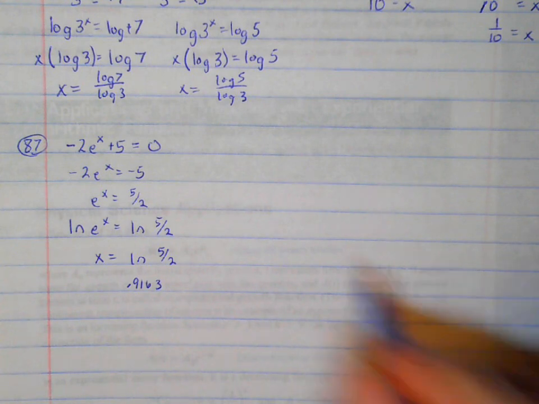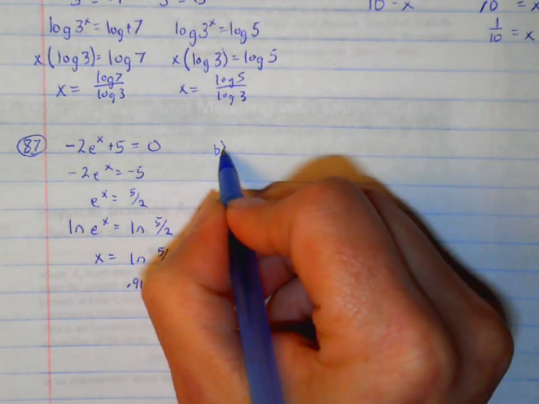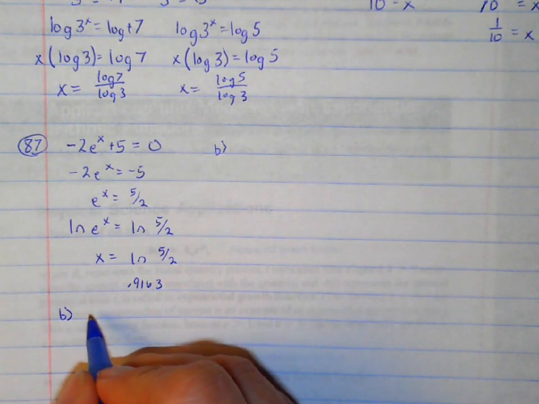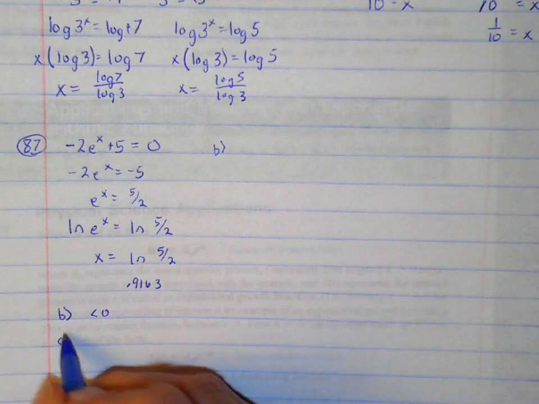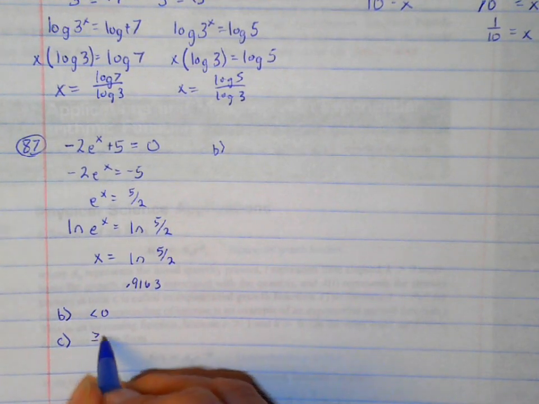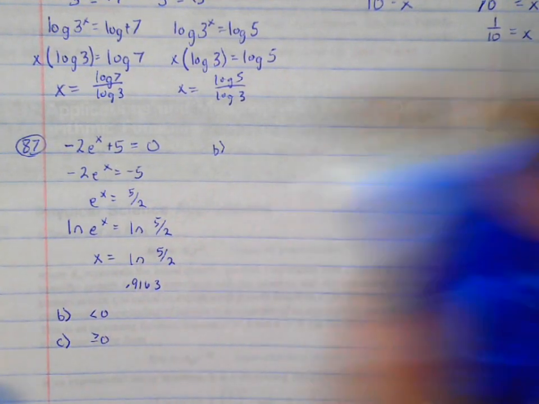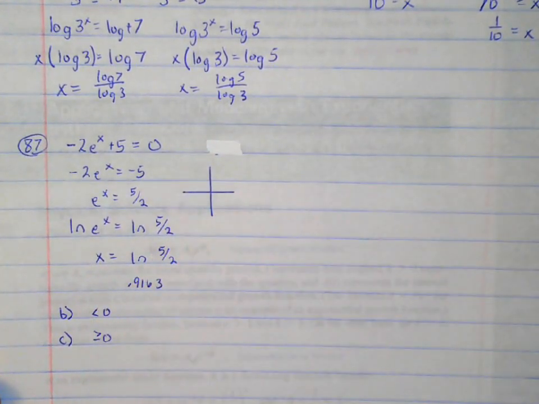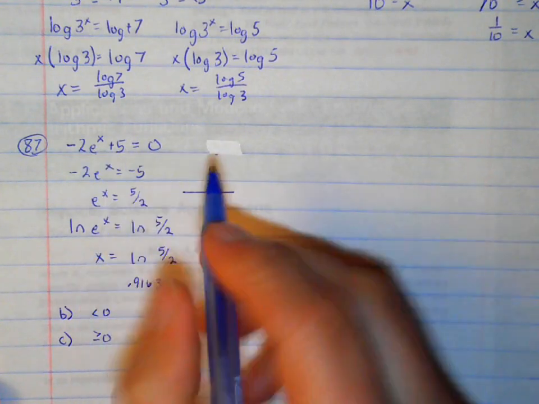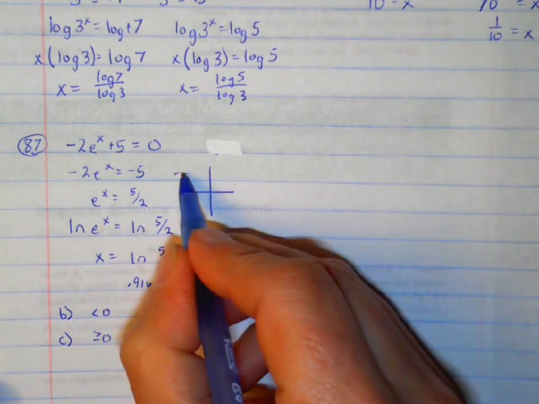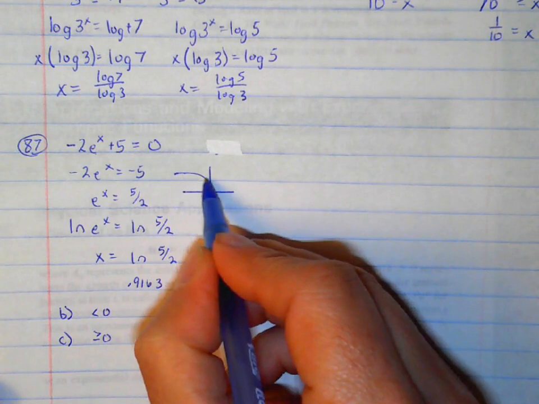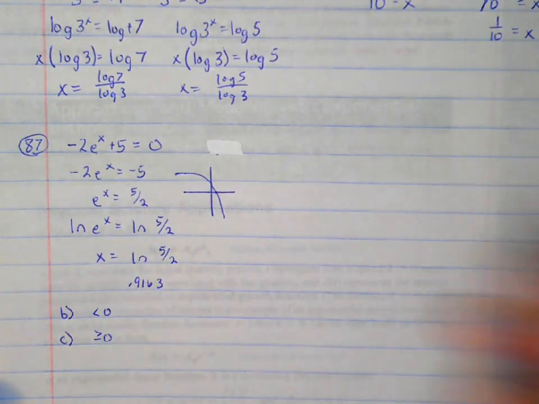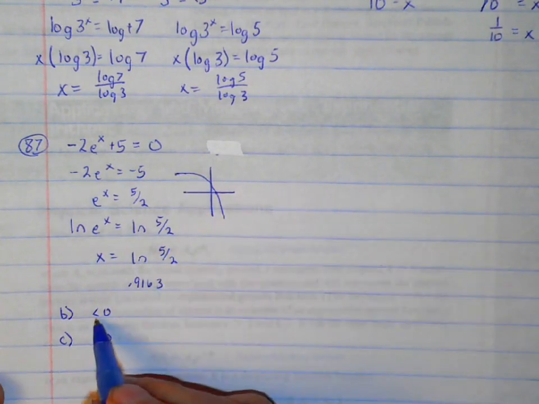Okay, now for part B, I'll put it down here. For part B, we want to know where it is less than 0. And for part C, we want to know where it's greater than or equal to 0. Okay, so by looking at this graph right here, it has an asymptote at 5 and comes down like this, right through here at almost 1, at 0.9, whatever. Okay, so where is it going to be less than 0?